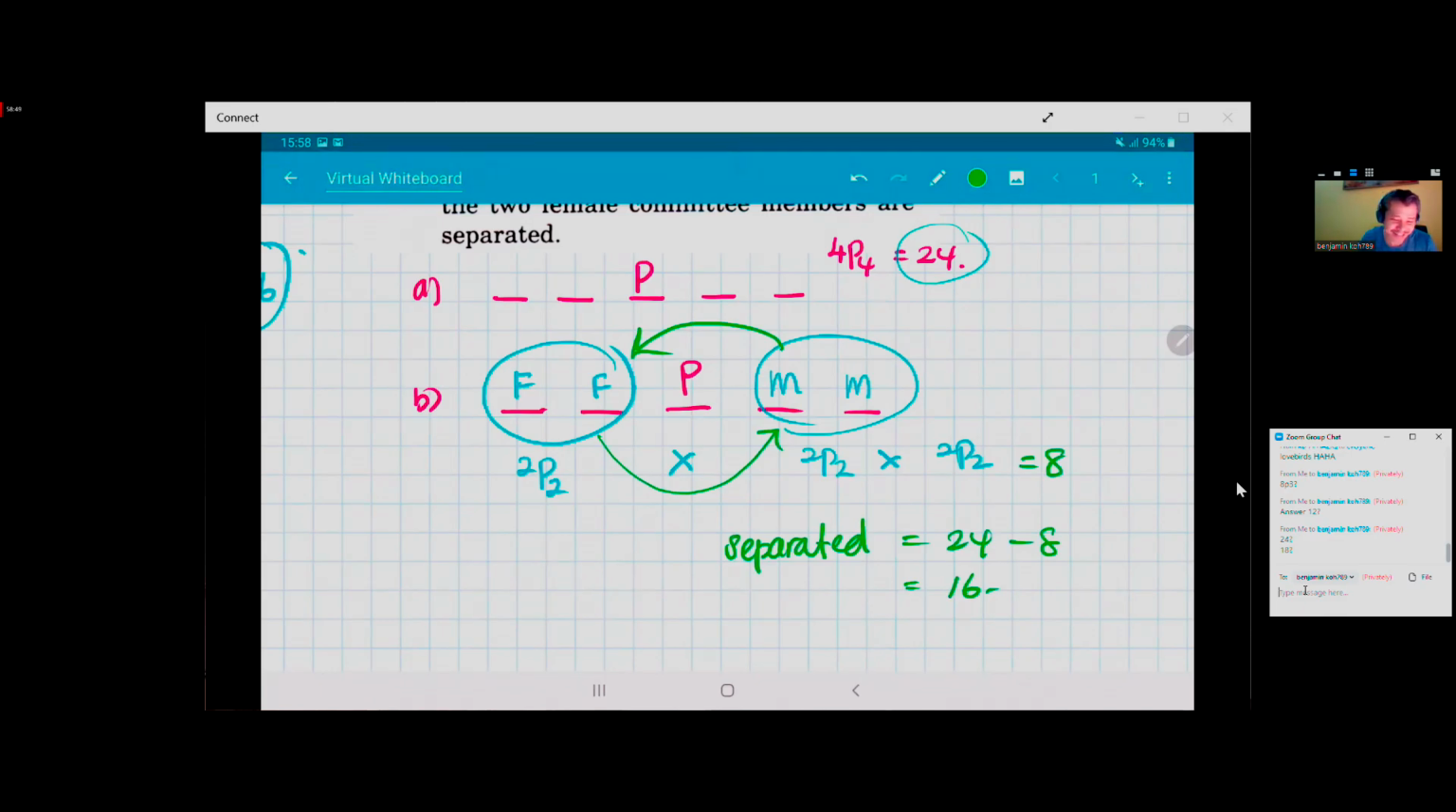Can give another example because you're still confused. Okay. Chloe, what if I do another working? What if I do another working? Why minus 8?